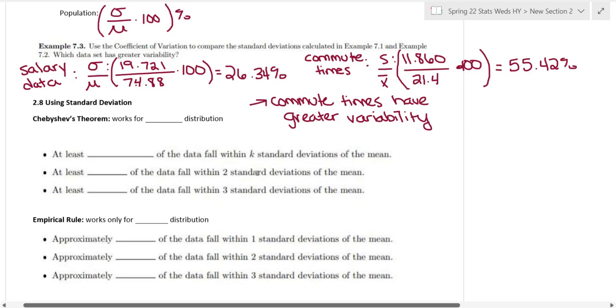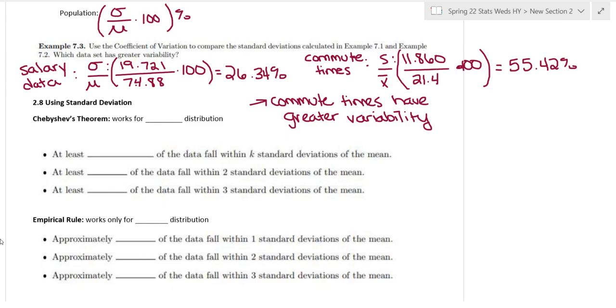So like we said, the standard deviation will encompass certain percentages of your data. So that's where these two theorems come in. We're going to start using standard deviation a little bit, then we're going to take a break and do probability, chapters 3 and 4. And then we'll go back to using standard deviation a lot.